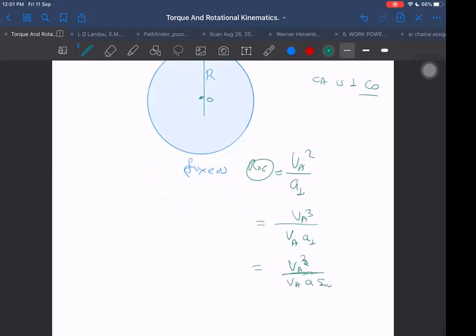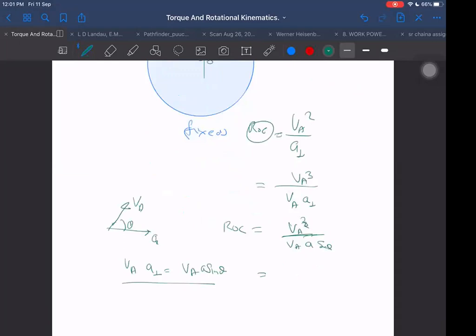What is theta here? If one velocity is VA and another is A, and the angle between them is theta, then we know that VA into A perpendicular can be written as VA into A sine theta. You know that or not? Then we can write it as VA cubed divided by mod of VA cross A. That is also another way to get the radius of curvature.